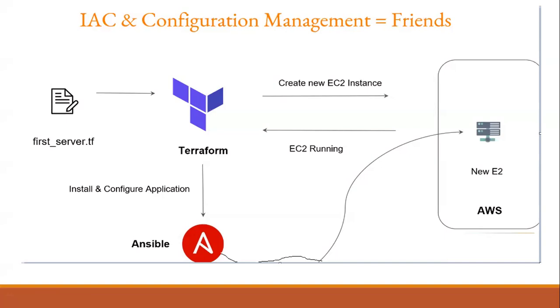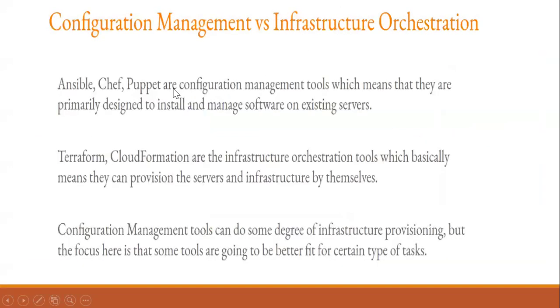Application configuration is nothing but installing Java and Tomcat. These are application management and application configuration. This is configuration management. So Ansible, Chef, and Puppet are the configuration management tools, which means they are primarily designed to install and manage software on existing servers.